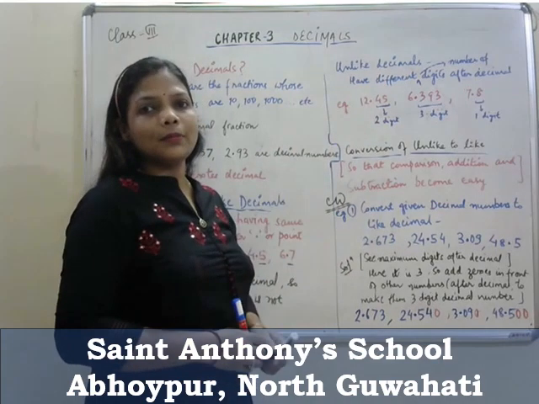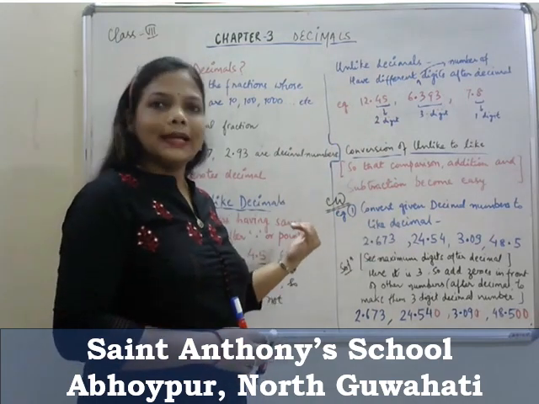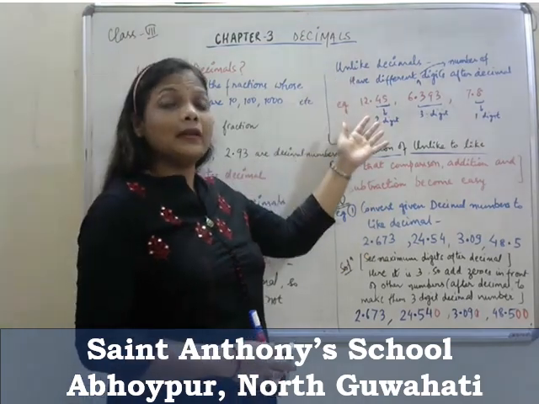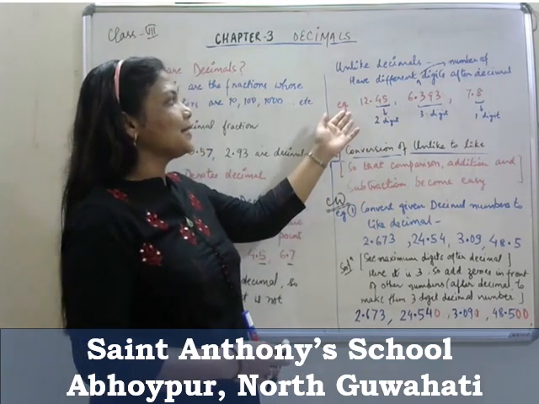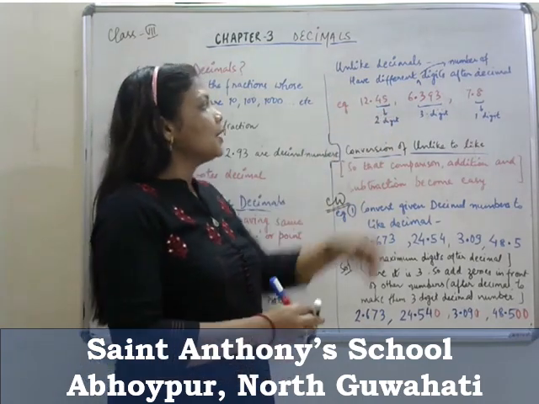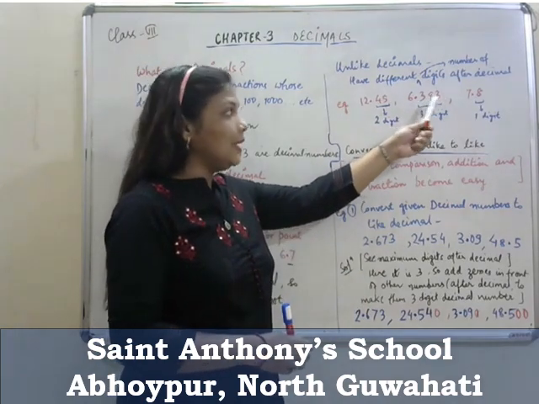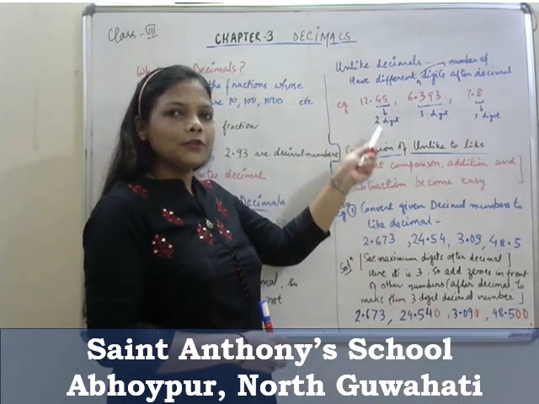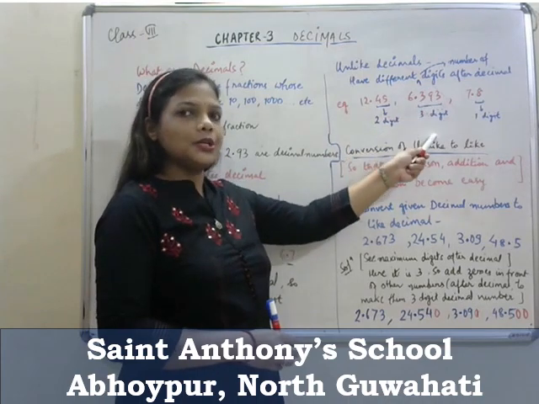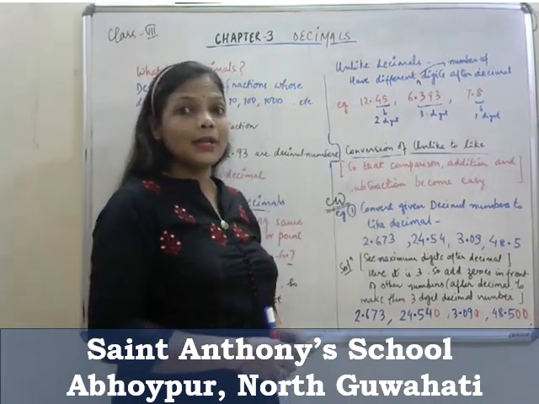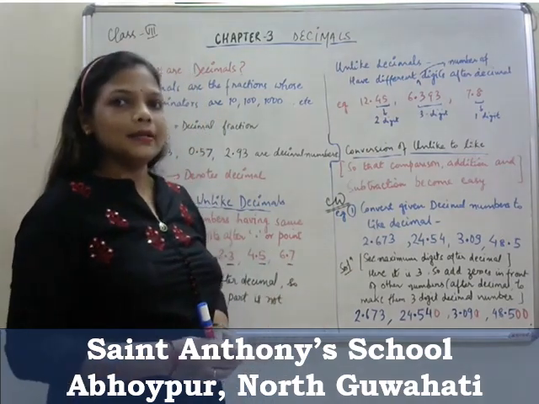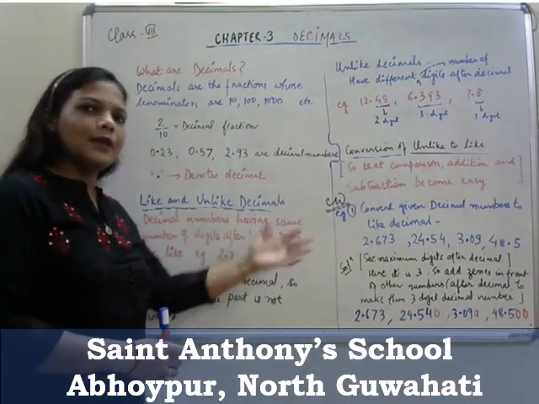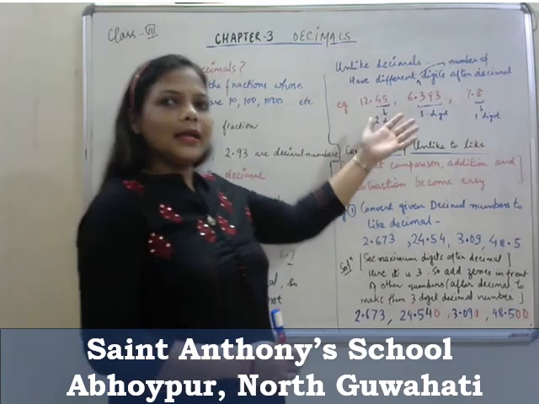Now, what are unlike decimals? Unlike decimals are the opposite of like decimals. Like decimals have the same number of digits after the dot. Unlike decimals have a different number of digits after the decimal point. See an example: 12.45, 6.393, 7.8. You can see properly. The first number has how many digits after decimal? 2. The second number has 3 digits after decimal and the third number has 1 digit after decimal. So they are your unlike decimals. I hope like and unlike is clear. Like means same. So if 1 digit after decimal, all of them should have 1. If 2, then 2. And unlike means different.